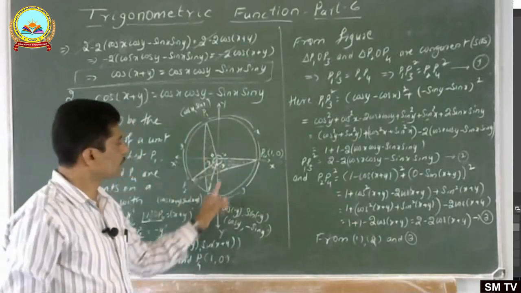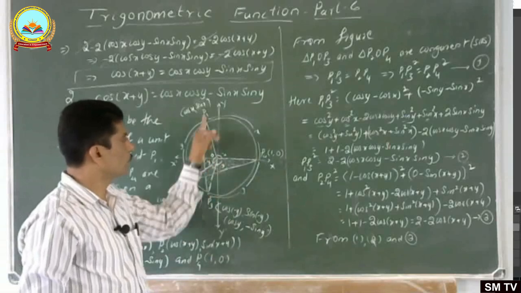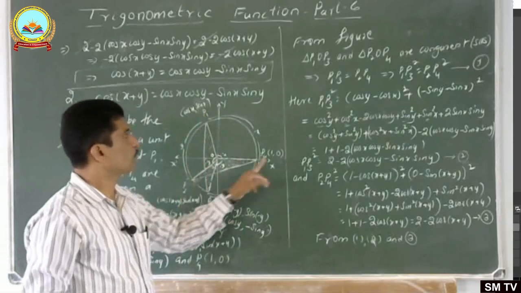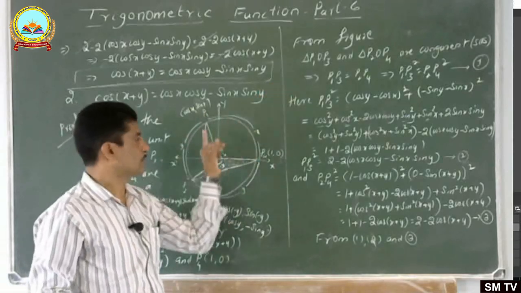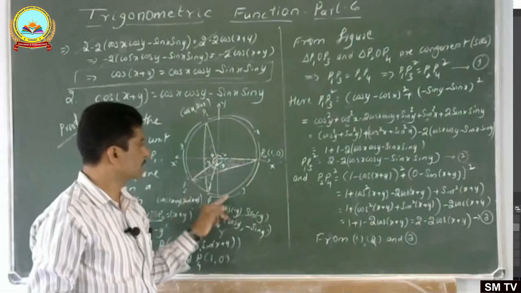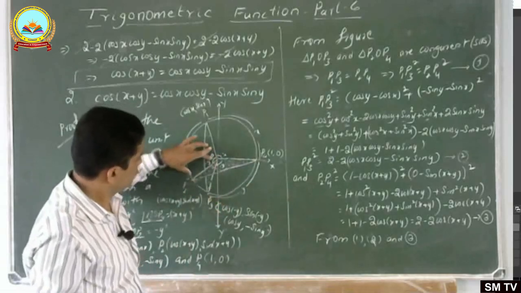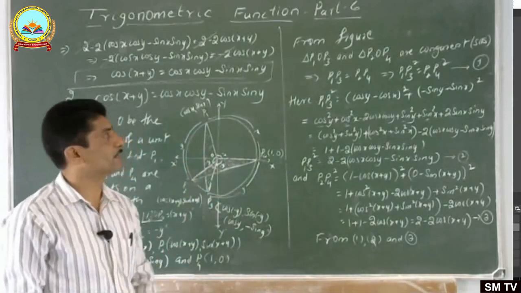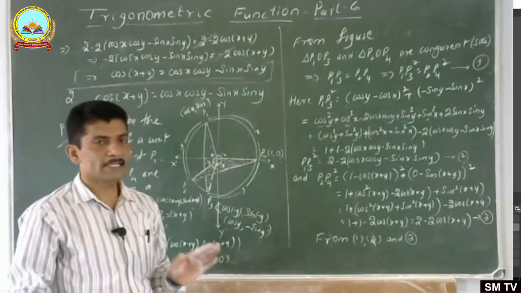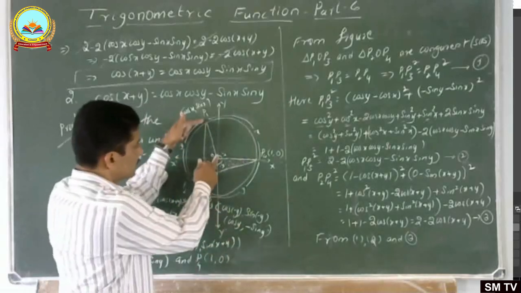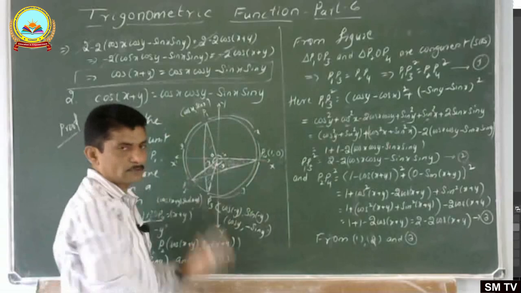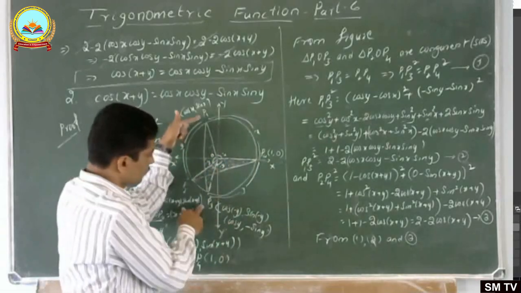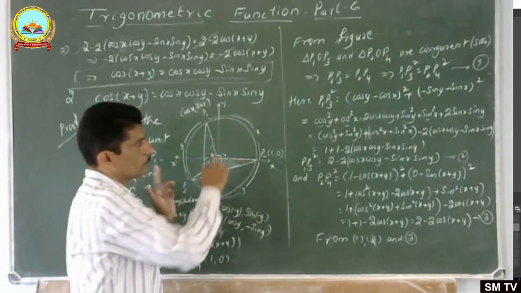Next, from the figure you know that these two triangles, the triangles OP1P3 and P2OP4, are congruent. This side is equal to this side, and these angles are equal, so these two triangles are congruent triangles. Therefore, corresponding sides are equal. This side is 1 unit, this side is 1 unit. Therefore, you can say that P1P3 is equal to P2P4.